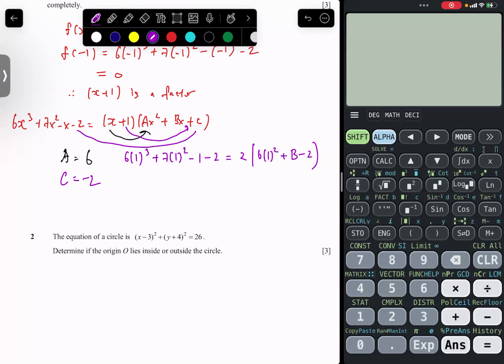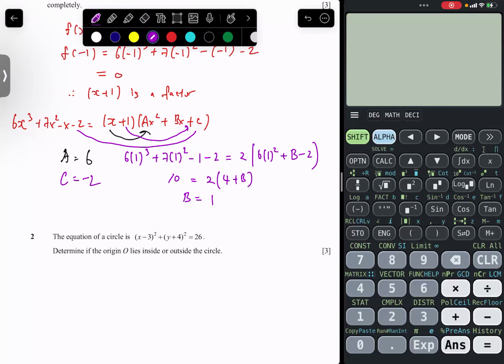All right. So on the left-hand side, 6 plus 7 is 13, minus 3 is 10. 10 equals 2 times (6 minus 2, which is 4, plus b). So b equals 1.